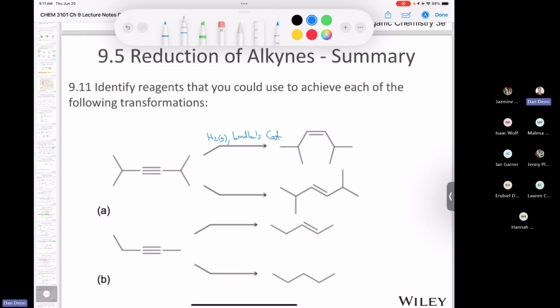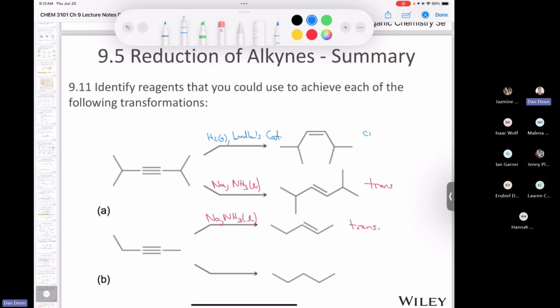The next one, we want to make the trans alkene. So we're going to use dissolving metal reduction. So that's sodium and liquid ammonia. Same thing with the next one. We're taking 2-pentyne, and we want to make trans 2-pentene. So we want to make a trans compound like we did before. And so we're going to use dissolving metal reduction, so sodium and liquid ammonia. So again, we get a trans compound.